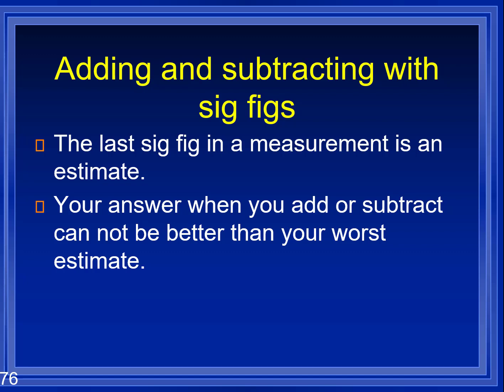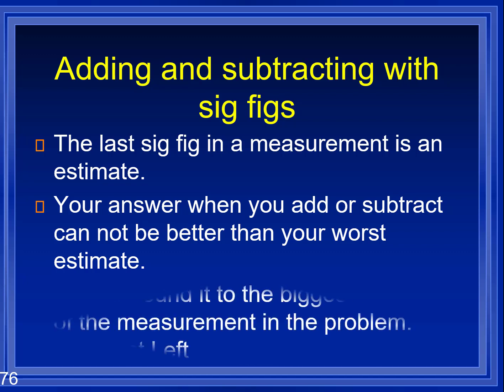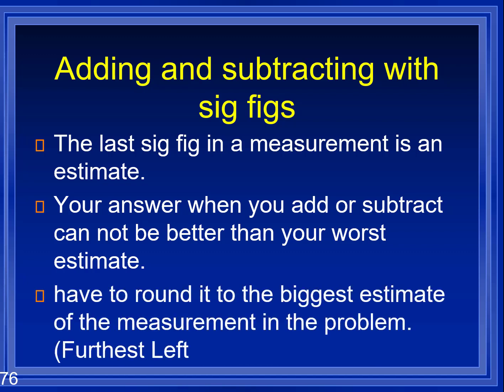It's hard to word what you have to do. It's actually pretty easy to do. Okay? It's just hard to word. You round it to the biggest estimate of the measurements in the problem, which is going to be furthest left. Furthest to the left is going to be the biggest estimates, because the numbers get bigger as you go further left. 8, 60, 300.